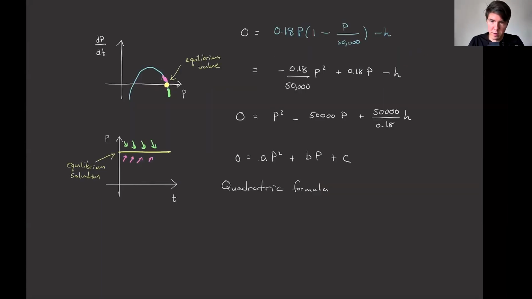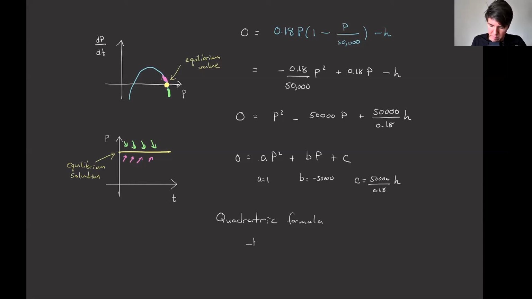Okay. Now, what should happen if you use the quadratic formula with the appropriate values is you're going to think of A, in this case, as being equal to 1. B should be equal to negative 50,000. And C should be equal to 50,000 divided by 0.18 times H. Using the quadratic formula, that's going to be negative B over 2A plus or minus 1 over 2A times the square root of B squared minus 4AC.